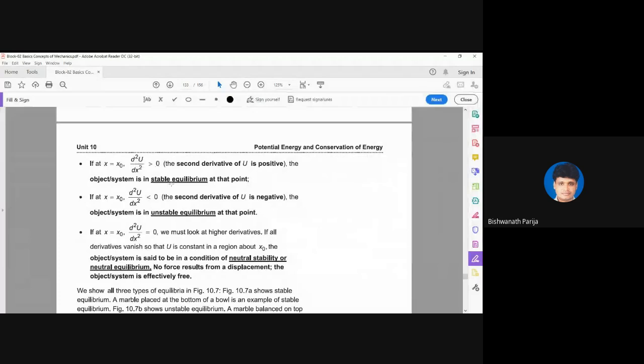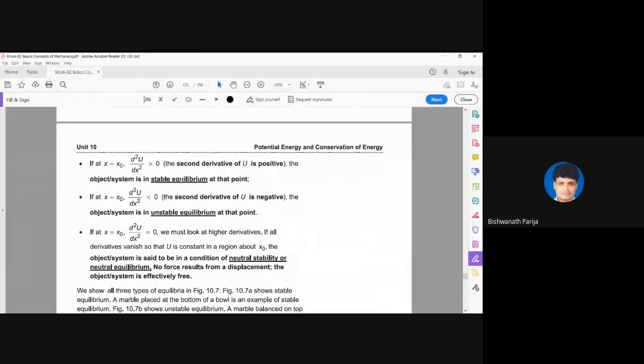If at x equal to x naught, the double derivative of potential energy is greater than 0, then the body is in stable equilibrium. If the double derivative is less than 0, the body is in unstable equilibrium. If the double derivative of potential energy equals 0, we must look at higher derivatives. If all derivatives vanish, so U is constant in a region about x naught, the object is in neutral stability or neutral equilibrium. Everyone clear?